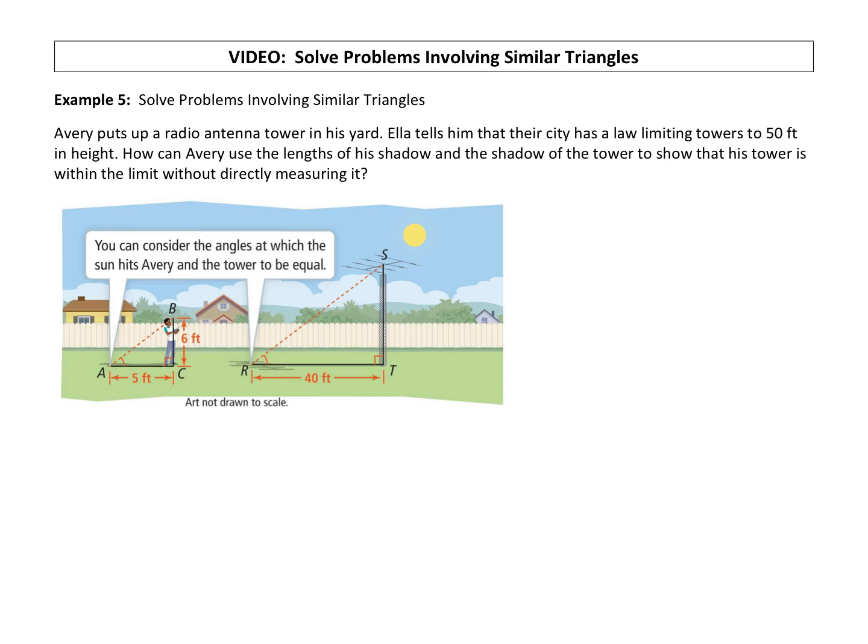So we can do this as long as these two triangles are similar, because then we can set up a proportion similar to what we did in our last example. So that's our first step: determine if the triangles are similar.